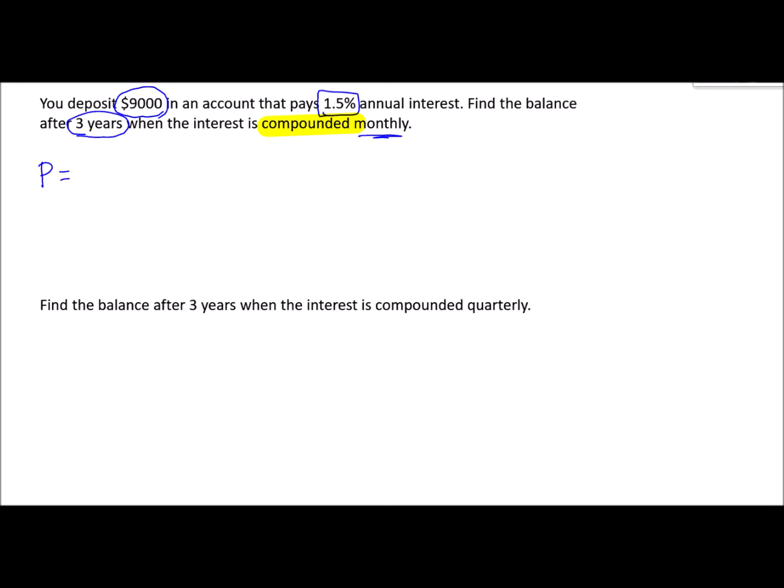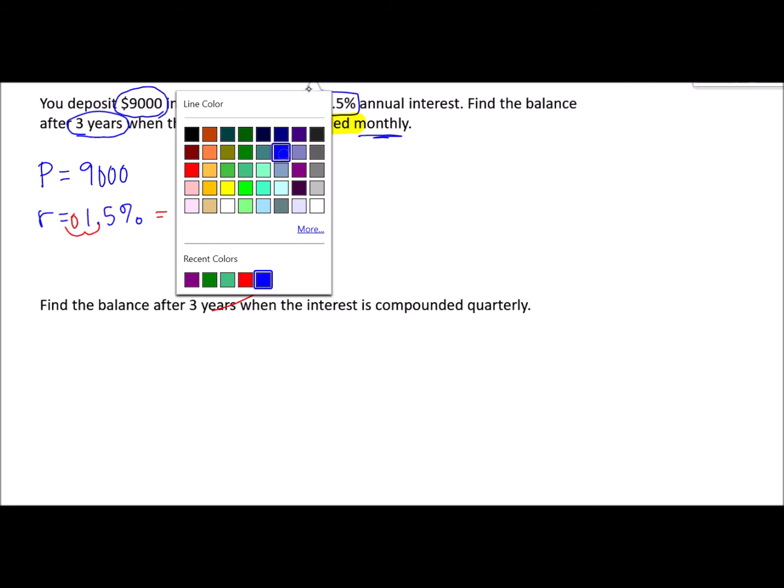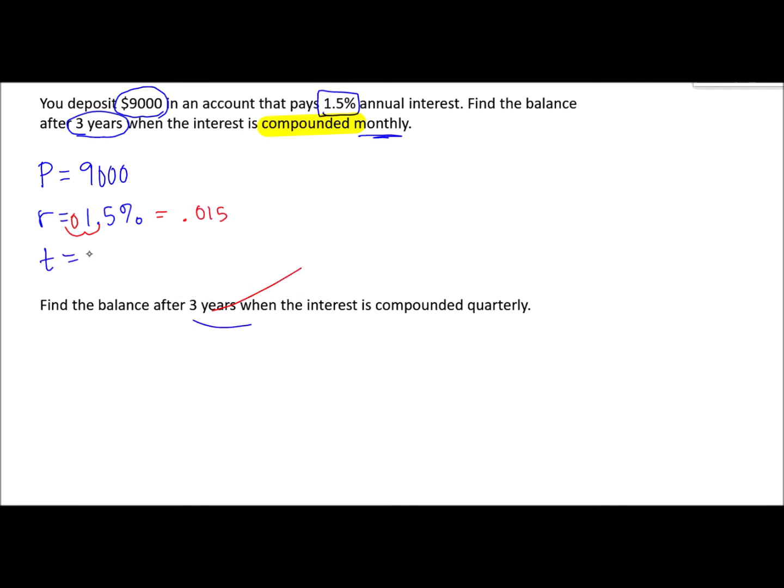P, our beginning amount, is 9,000. R was 1.5%, but we got to change that to a decimal. So I move it 2 to the left. Got to put a 0 in there. All right, we also know that T is going to be 3. And if it says compounded monthly, you can look back at the list, but if you think about it, how many months are in a year? So our N is going to be 12.